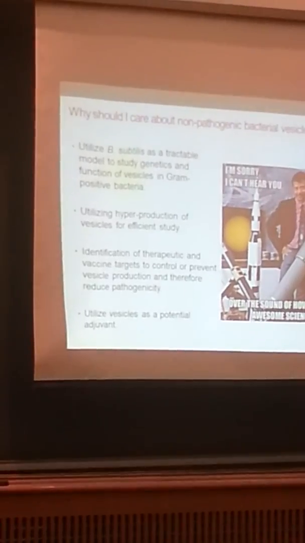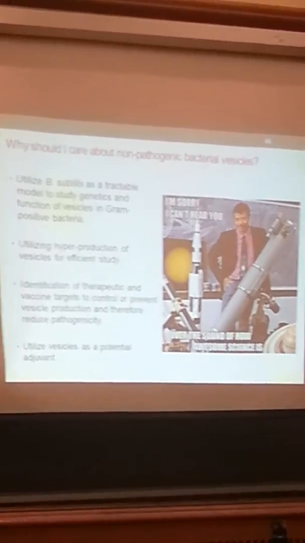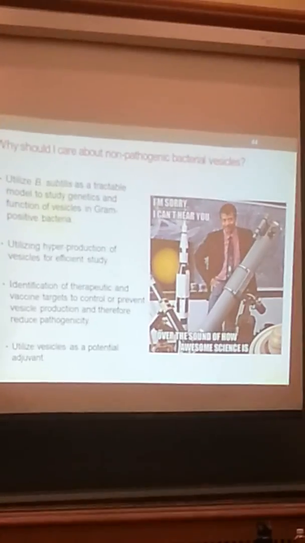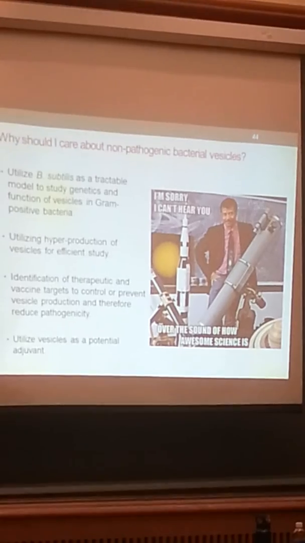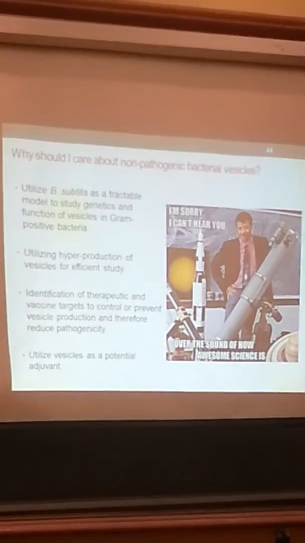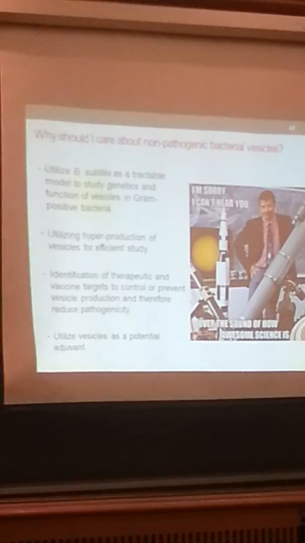So again, the significance of this is that it's a tractable model for studying these gram-positives that are harder to work with. You could also utilize this hyperproduction to be more efficient, whether there's something that is packaged inside the vesicles and we want to make a lot of it. For example, the surfactin made by Bacillus subtilis is harvested for many uses, but it also makes studying this much more efficient than using strains that don't make very many vesicles.